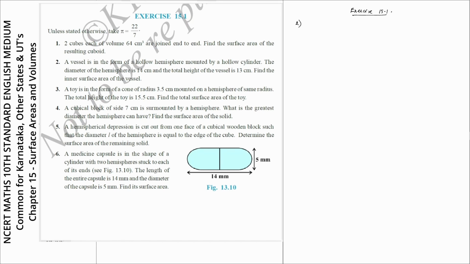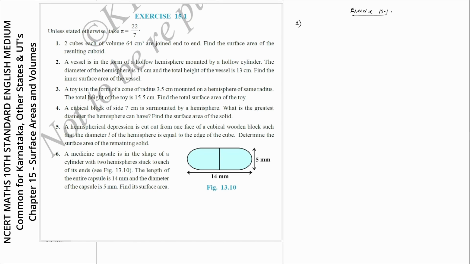Exercise 15.1, question number 2. A vessel is in the form of a hollow hemisphere mounted by a hollow cylinder. The diameter of the hemisphere is 14 centimeter and the total height of the vessel is 13 centimeter. Find the inner surface area of the vessel.